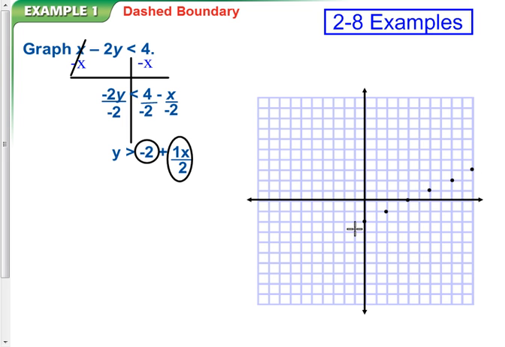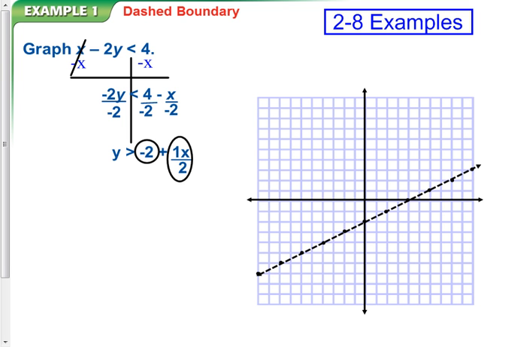We need to go back and decide if this should be a dashed line or if this should be a solid line. Okay, and because there is no line underneath the inequality, this is just a greater than symbol, not a greater than or equal to. This is going to be a dashed line. Okay, so we have graphed the equation. We decided that it's going to be a dashed line.